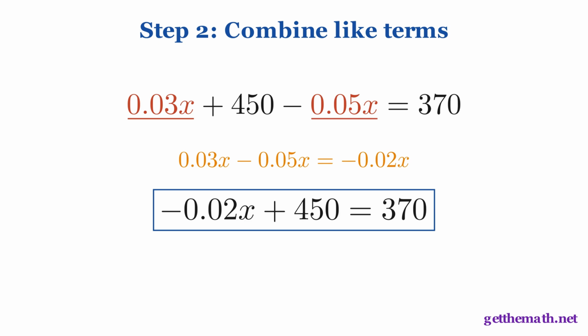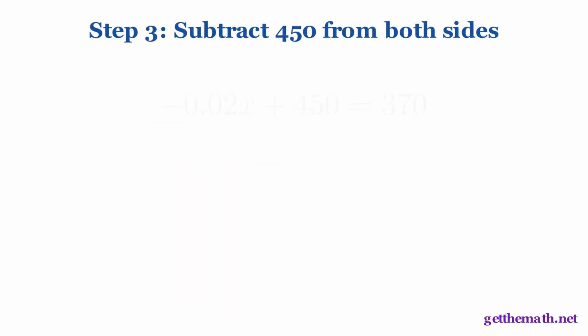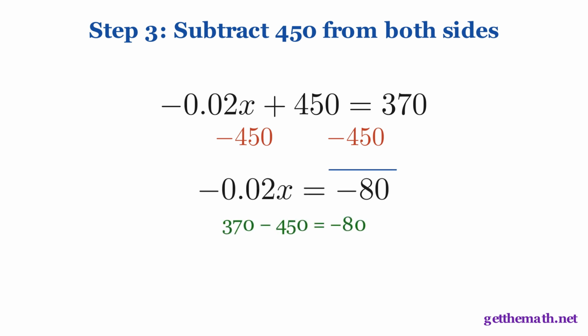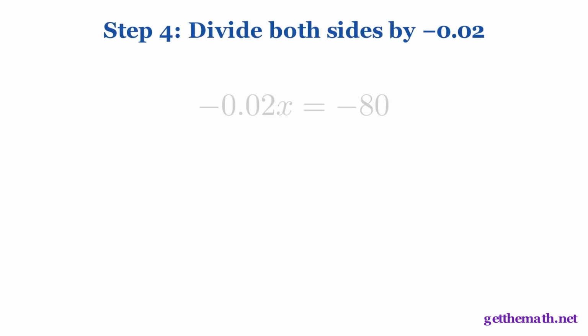Step 3. Subtract 450 from both sides. Negative 0.02x equals 370 minus 450. Negative 0.02x equals negative 80. Step 4. Divide both sides by negative 0.02. Negative 80 divided by negative 0.02 equals 4,000.